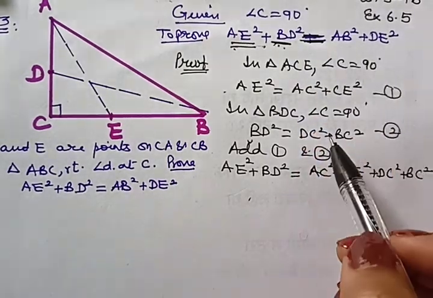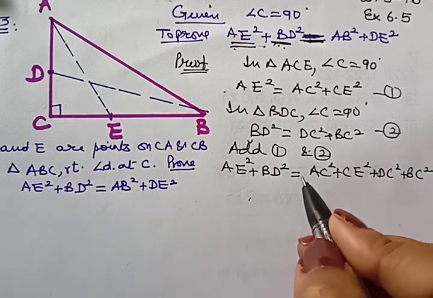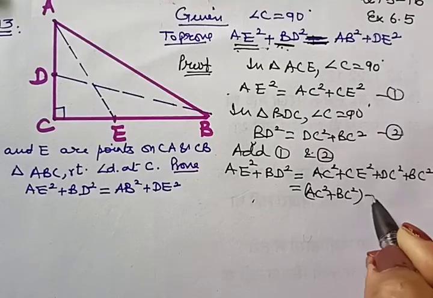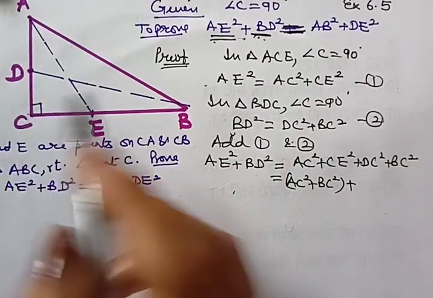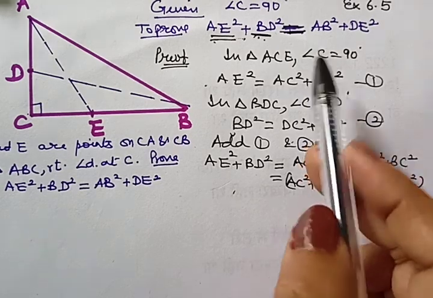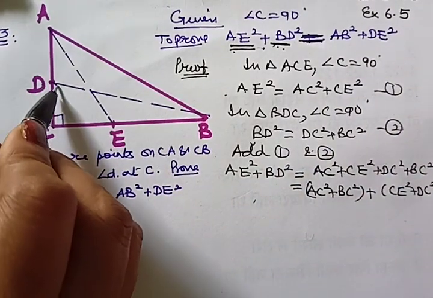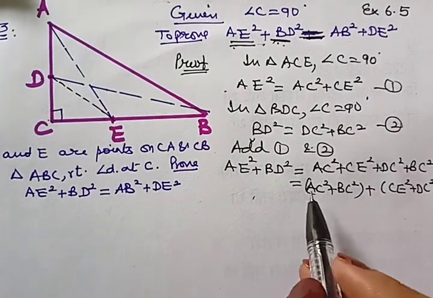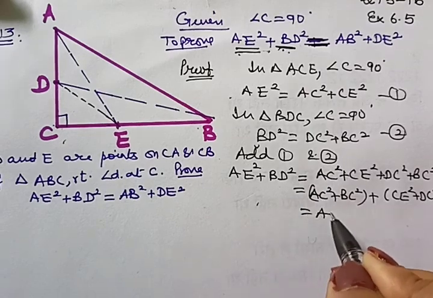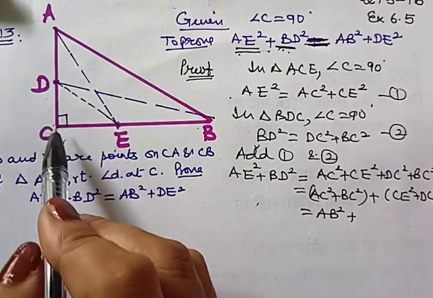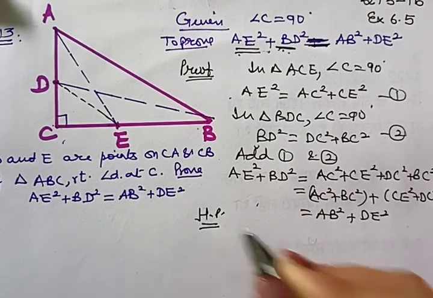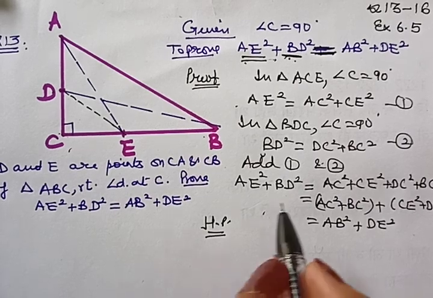If you see carefully, I have a combination of AC square and BC square here. So let me write them together. And CE square plus DC square, let me write them together as well. And I need to prove AB square plus DE square. So let me join DE as well. If you see carefully, AC square plus BC square gives me AB square. And CE square plus DC square gives me DE square. And it is proved. I didn't even come to know and the proof is done. So it was very easy.